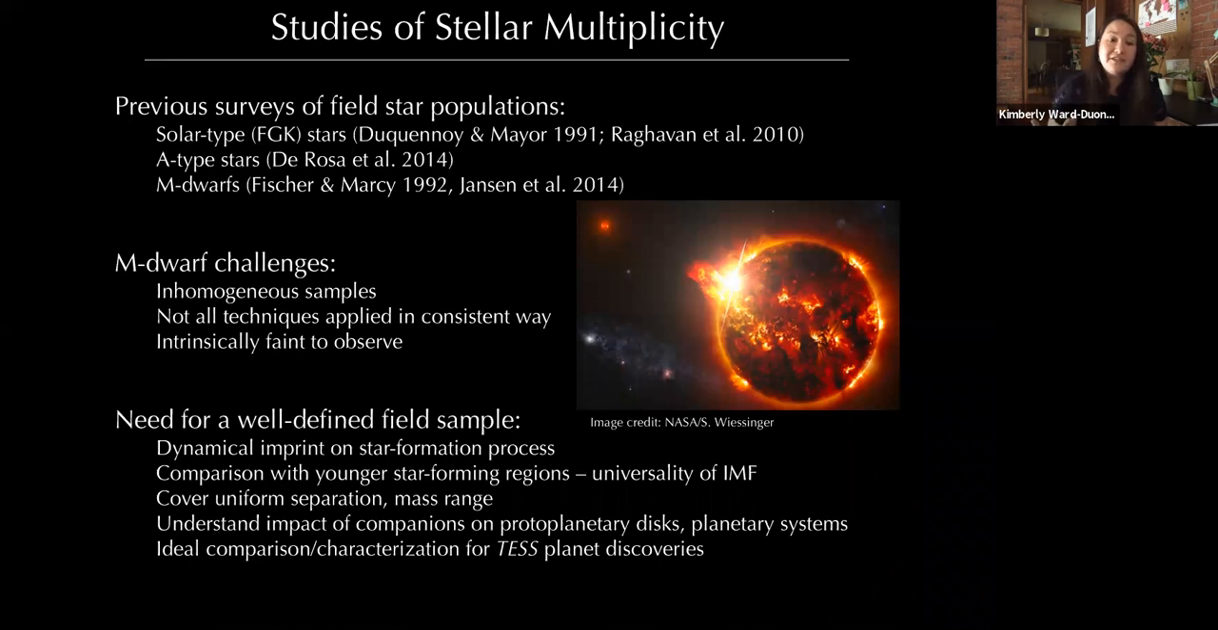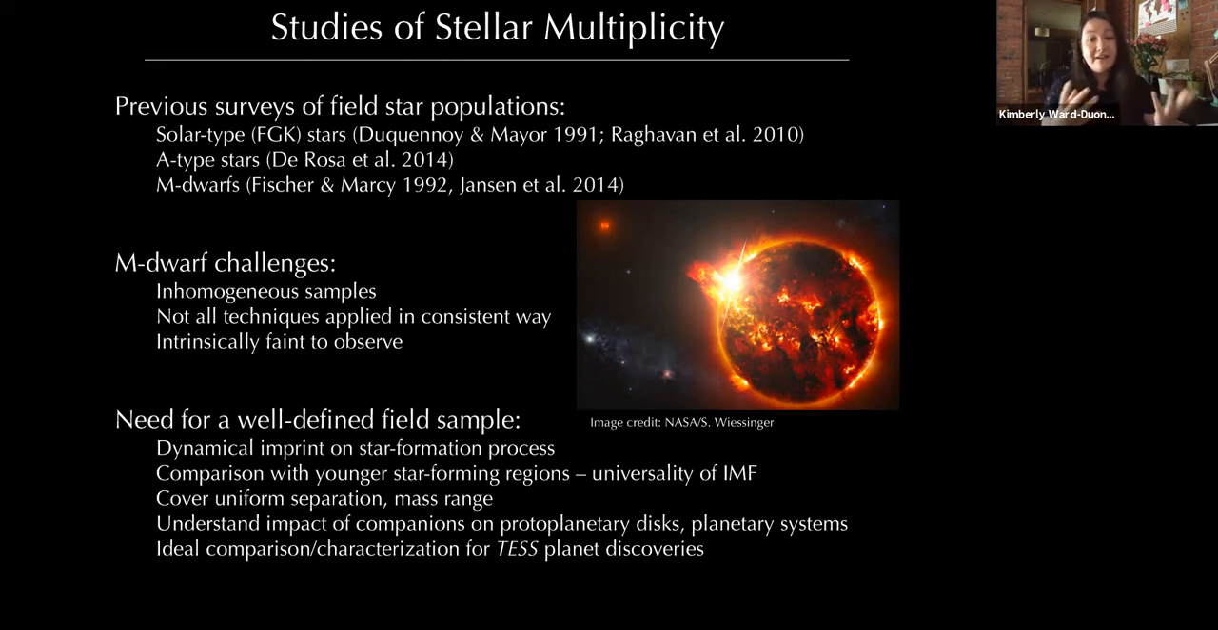So really the motivation for this is trying to understand how we put together a well-defined sample to measure binary statistics. And the reason we'd like this, of course, is we'd like to see binaries as this dynamical imprint on how star formation occurs. We'd love to be able to compare the statistics of our nearest neighbor stars to those of younger star-forming regions and understand how universal the IMF is.